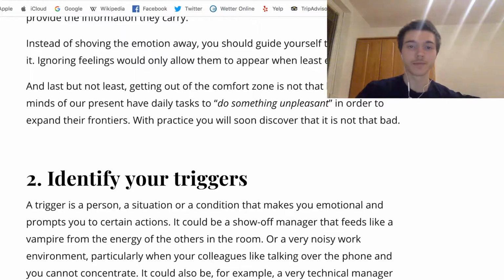Identify your triggers. A trigger is a person, a situation, or a condition that makes you emotional and prompts you to certain actions. It could be a show-off manager that feeds like a vampire from the energy of the others in the room, or a very noisy work environment, particularly when your colleagues like talking over the phone and you cannot concentrate. It could also be, for example, a very technical manager who lacks communication or people management skills.